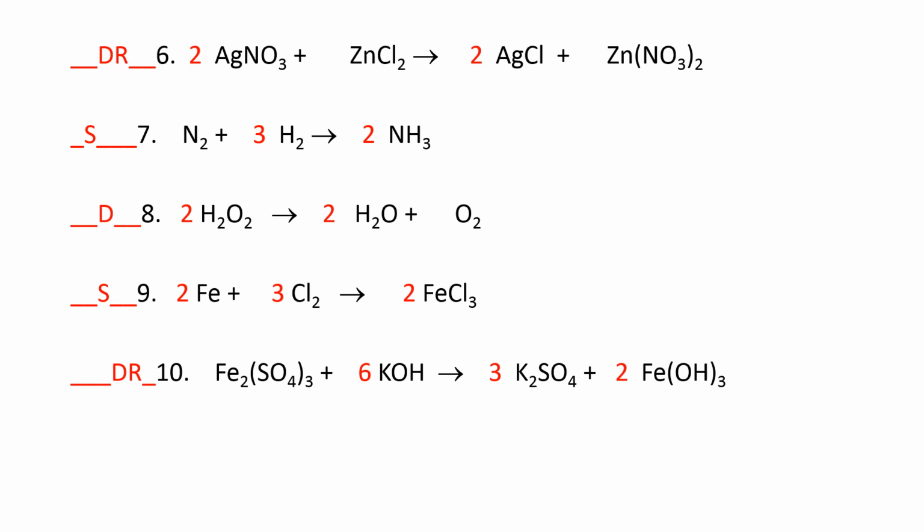And number 10 is a double replacement reaction. We have 2 compounds producing 2 compounds. So we have the iron 3 sulfate and potassium hydroxide. The positive ions switch places to produce potassium sulfate and iron 3 hydroxide.